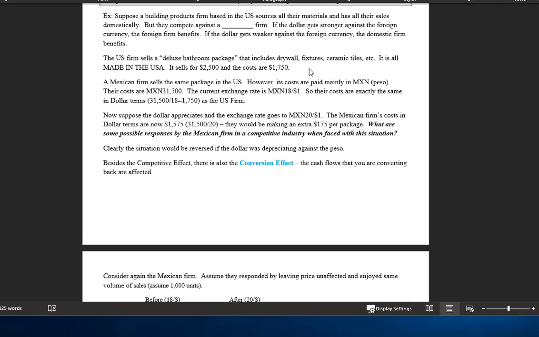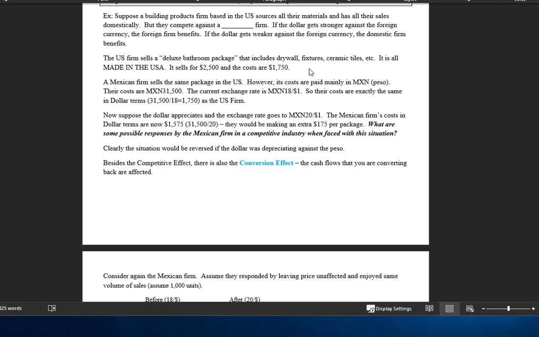Now, suppose that the dollar appreciates and the exchange rate goes to 20 pesos per dollar. So that just hurt the U.S. firm in a competitive position. What happens is the Mexican firm's costs in dollar terms are now less. They're now $1,575. So they're making an extra $175 for every deluxe bathroom package that they sell.